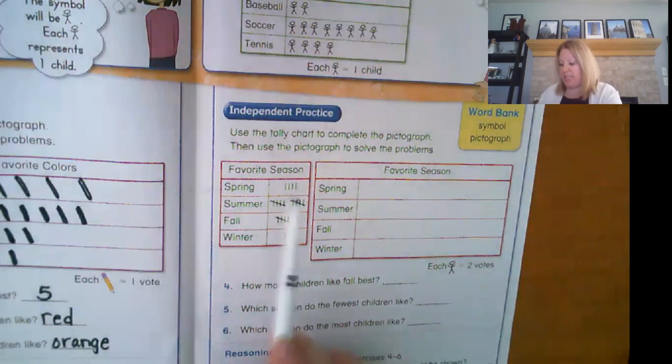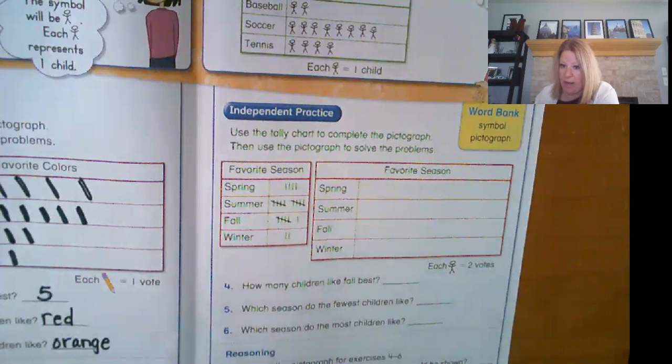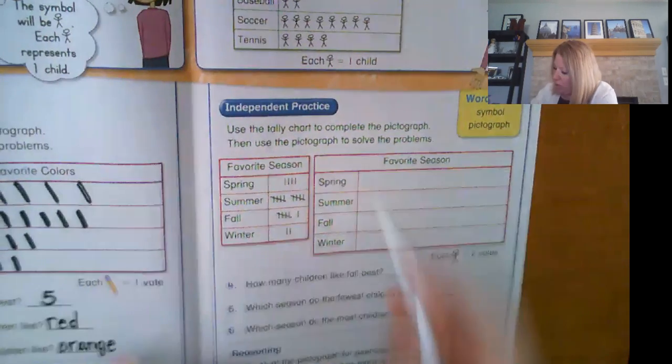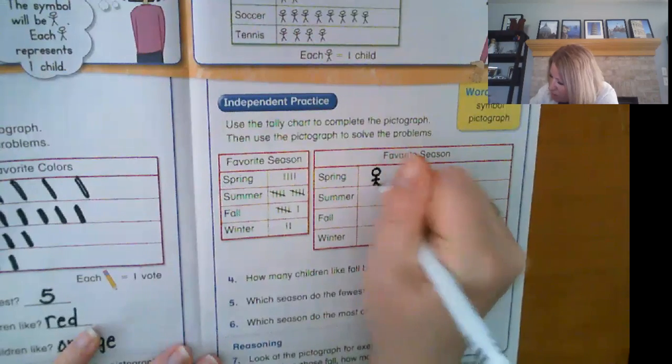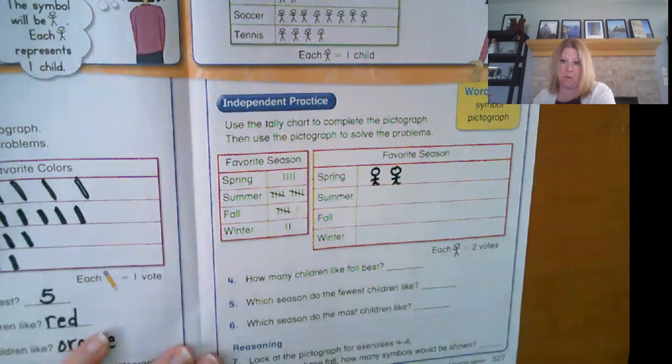You need to think about how many stick people you have to draw for each category. So they did favorite seasons, spring, summer, fall, winter. For spring, 4 people chose spring. So how many stick people do I need to draw? If each stick person means 2 votes, and if you can't figure it out by dividing, because some of us haven't gotten that far yet, that's okay. You can count by 2s, because you guys can all do that. So how many 2s does it take to get to 4? 2, 4. So it takes 2 2s to get to 4. So I know I'm going to draw 2 stick people. 2, 4. Okay.